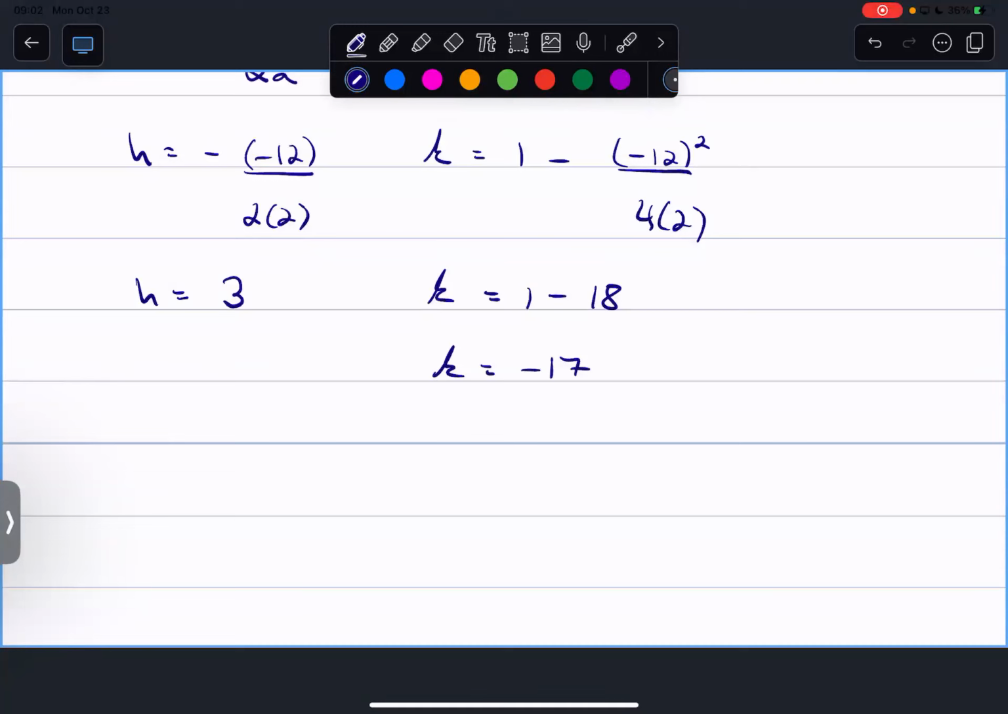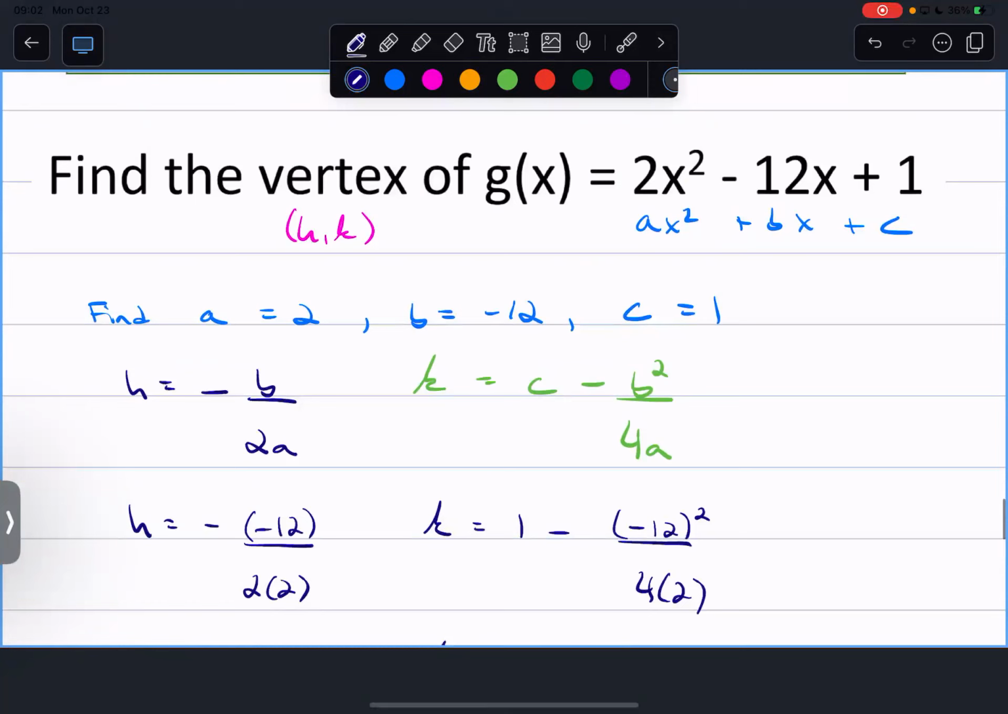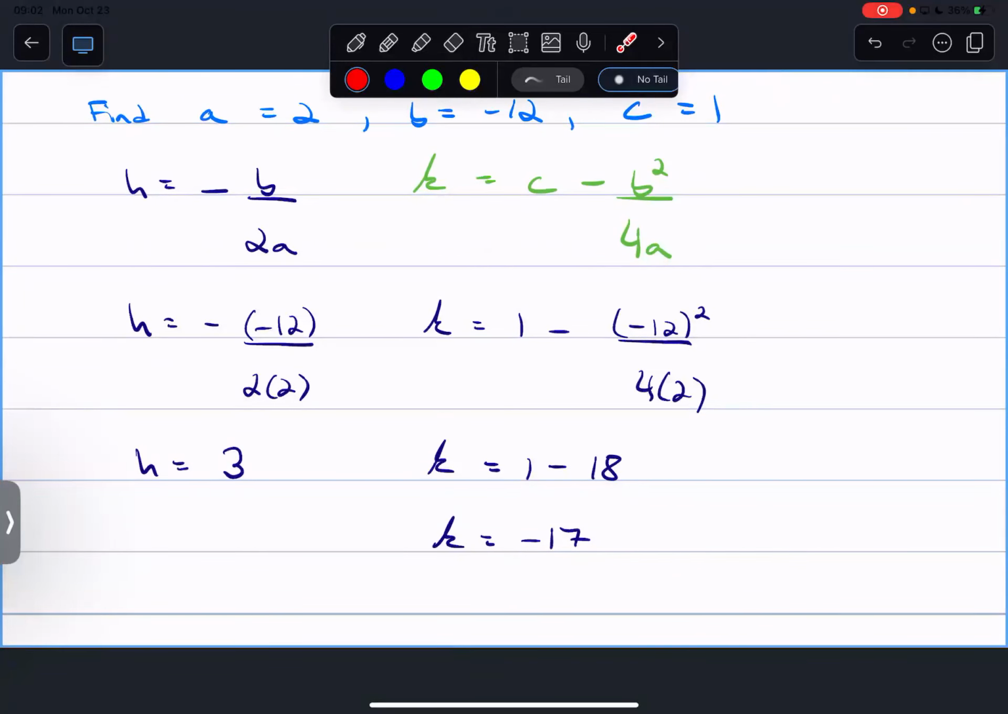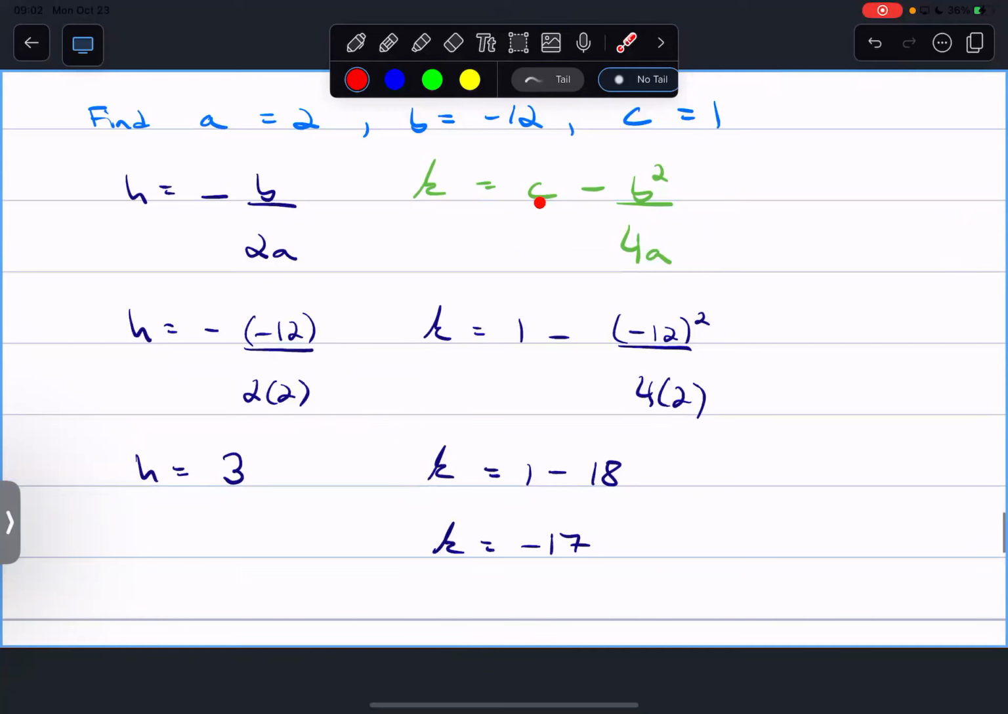Yes, negative 17. Okay. Let's have a look at this thing and just make sure I didn't mess anything up by graphing this thing. You got 4 times 2 for K, but yes, C is 1, B is -12, and then 4 times A, which is 2. There you go. Yeah, you want to keep them separated.